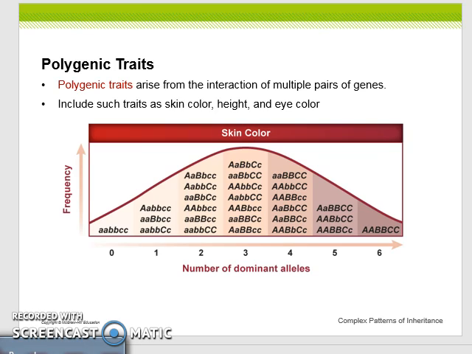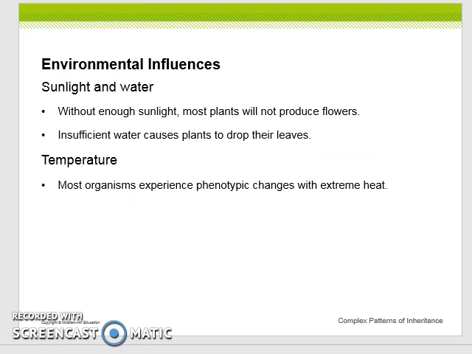Polygenic traits arise from the interaction of multiple pairs of genes, and include such traits as skin color, height, and eye color. Environmental influences: sunlight, water, temperature. Without enough sunlight, most plants will not produce flowers, as you already know. Insufficient water causes plants to drop their leaves. And most organisms, including humans, experience phenotypic changes when they have extreme heat.